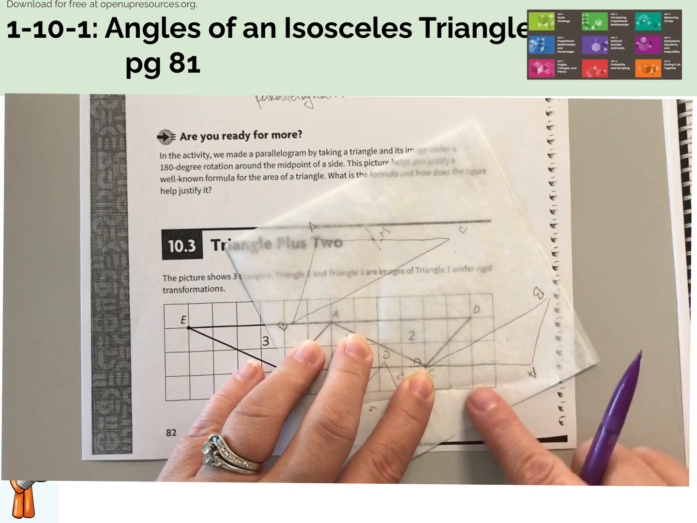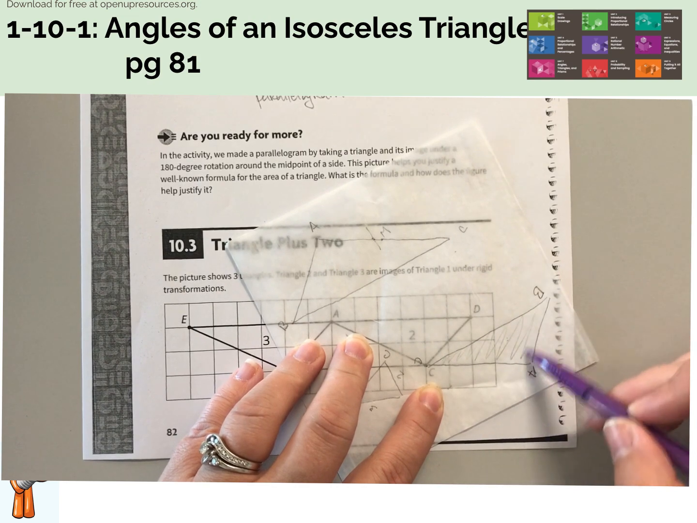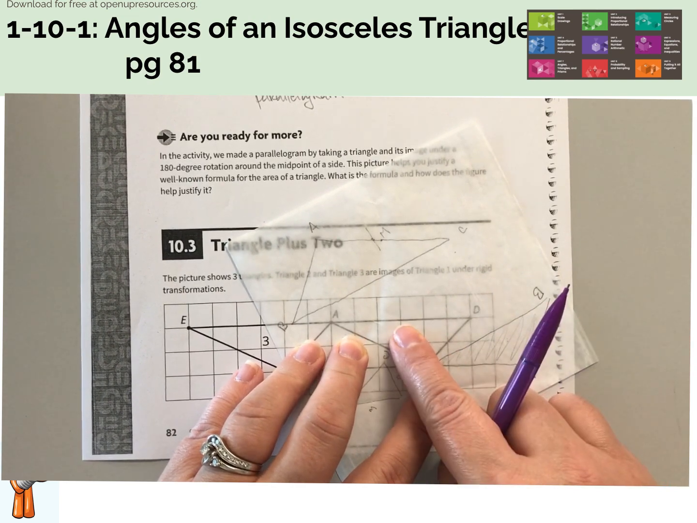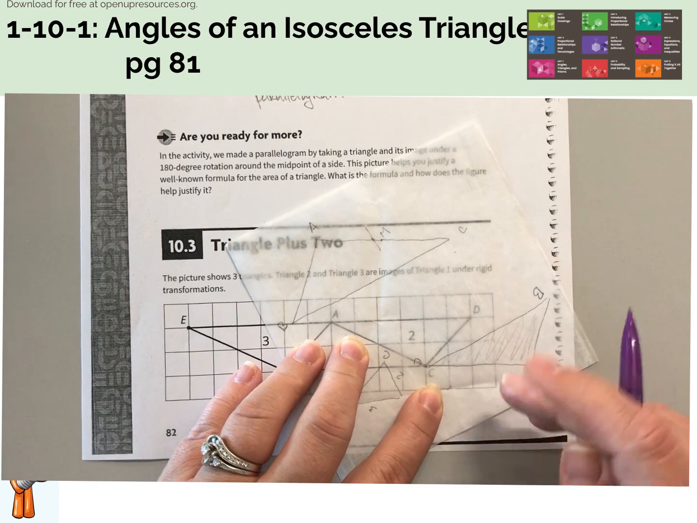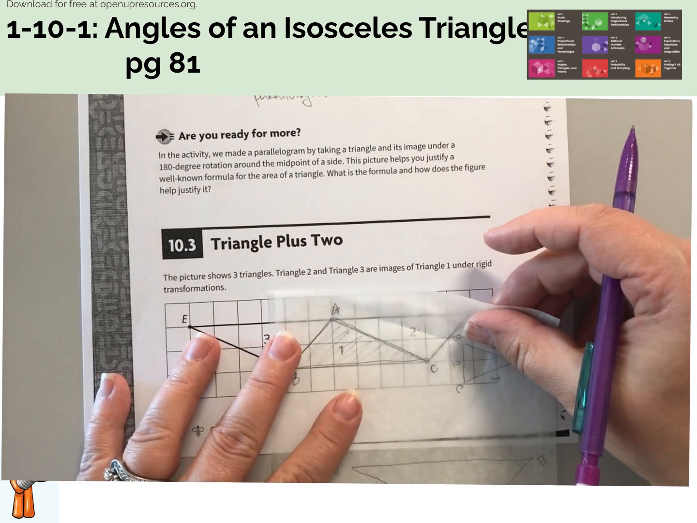So see how this triangle here, I'm going to kind of shade in the triangle I'm looking at. I want this one, and then I want it to be over here. So I rotated it clockwise. How many degrees was the rotation?